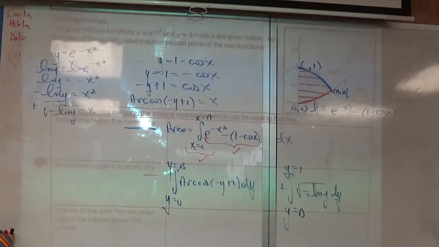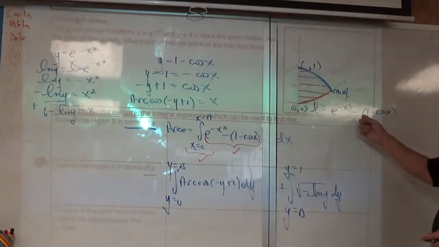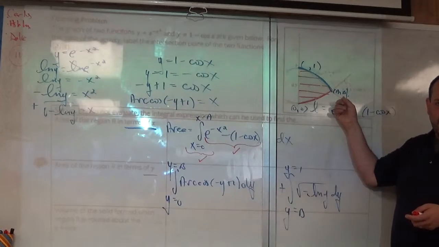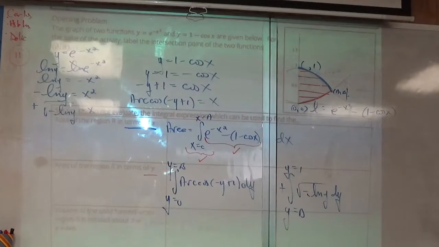But isn't it from 0 to 1? No, it's from 0 to the intersection point. That's not 1? Well, that's why what I told you to do, Jackie, label it as A comma B. So then it will be B? Yep.